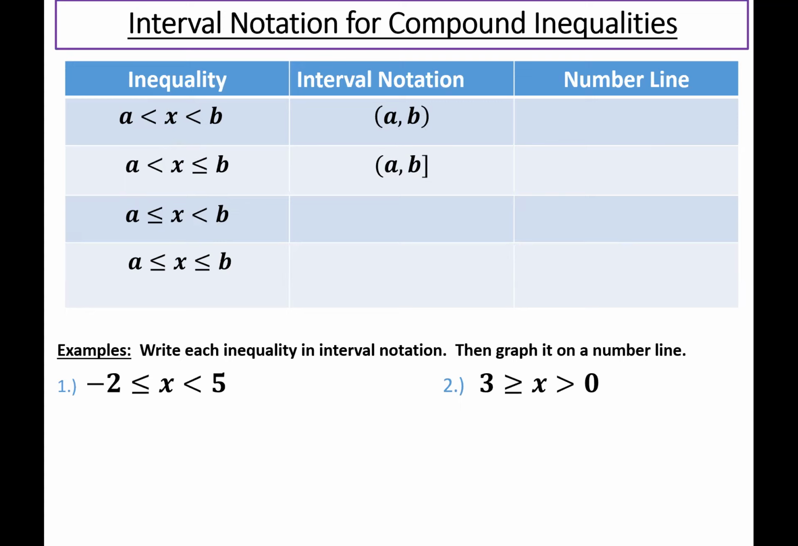So for the first one, we have X in between A and B. So it's A is less than X and X is less than B. Notice that there's no equal signs under the inequalities. So that's why we use parentheses for that one. So it's parentheses A, comma, B. Here's what the number line would look like. A and B can just be any numbers in this example. So I'm just sketching a little number line. I'm putting A and B both on the number line. And we want to include all the numbers between A and B.